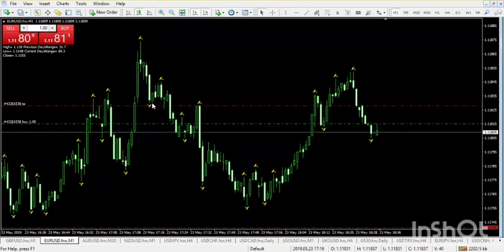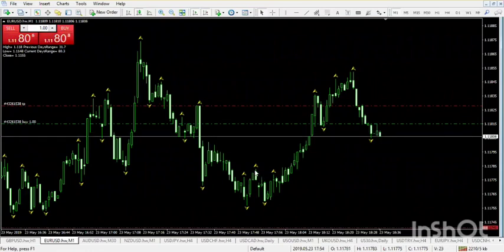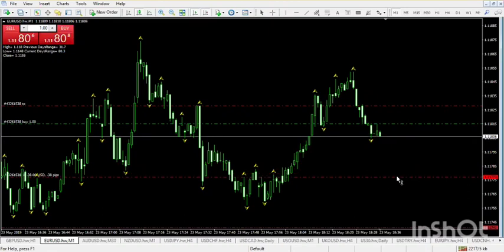If this is my pivot, I'm going to put my stop loss here. I think I shouldn't put it below this swing low pivot here.